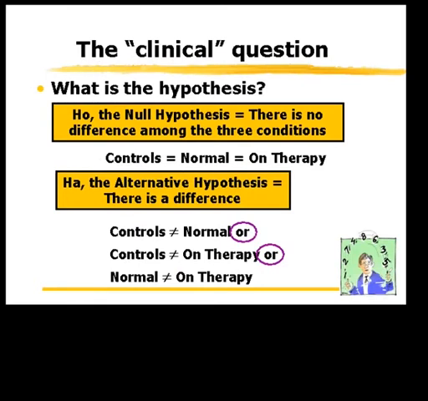The null hypothesis is that there is no difference in free T4 amongst the three conditions: the controls, the normals, and the persons on the hormone replacement therapy. Whoa! There's Dr. Doug the Data Dude. I'll tell you, there's an important point here, and we'll get to it in just a second. The alternative hypothesis is that there is a difference, so that the controls are not equal to the normals, or the controls are not equal to the persons on the therapy, or that the normals are not equal to the persons on the therapy. So in these three conditions, there is the potential for three different tests.